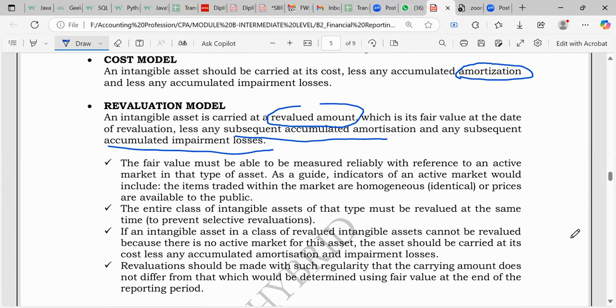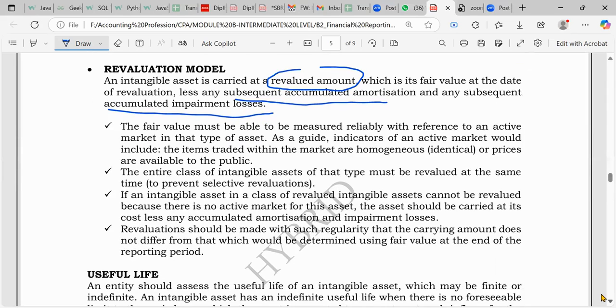So even for those rules, whether the revaluation gain is going up or the revaluation loss is going down, the principles are exactly the same, right? Maybe you can just go through it like this. The fair value must be measured reliably. This is obvious. Any fair value should be measured reliably, right?